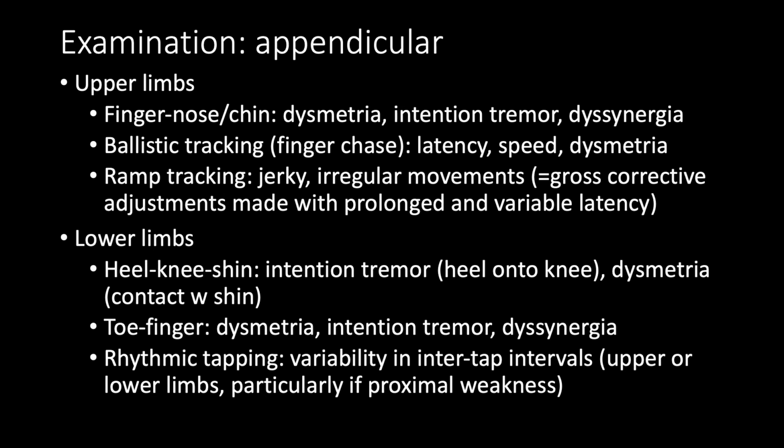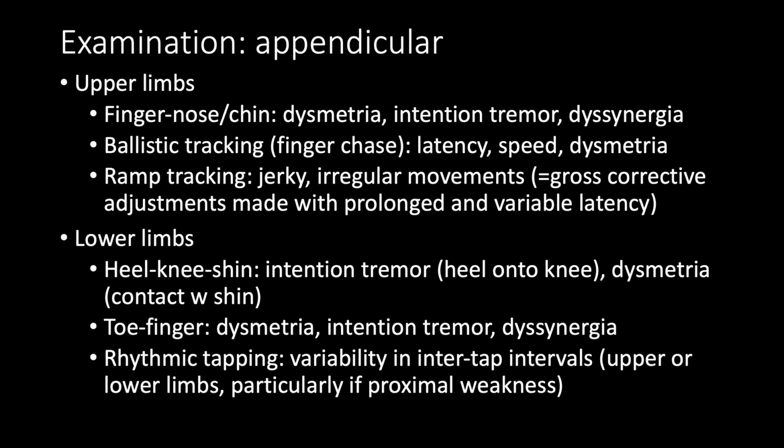Dyssynergia, which is a decomposition of the movement. Ballistic tracking or finger chase, looking for decreased latency, speed, and dysmetria, often seen as an overshoot and an oscillation back to the target. Ramp tracking, where we see jerky and irregular movements. In the lower limbs, we look at the heel, knee, shin test. Important to take note of the approach of the heel to the patella, looking for the intention tremor, and then dysmetria on the shin slide phase.